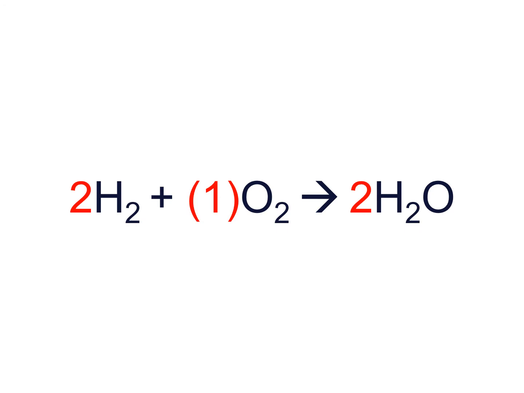For instance, oxygen, O2, has 1 mole. These numbers tell us the ideal ratio of moles required in this chemical reaction. For instance, if I have 2 moles of hydrogen, I will produce 2 moles of water. The ratio here is 2 moles of hydrogen will produce 2 moles of water.